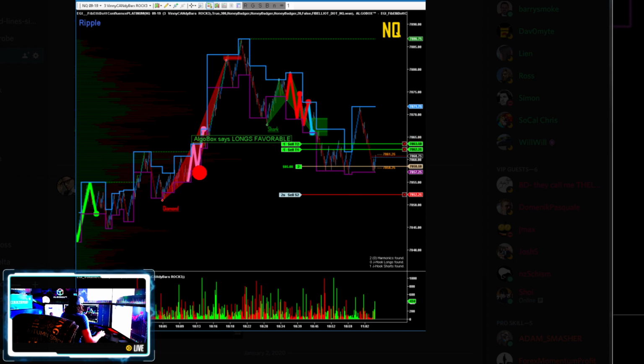Again, this one does not require AlgoBox, but the algo bars definitely make this much more visual and easy to see. Okay, so we got longs favorable right here. This first trade entry, we are scalping in, and I'm certain we added into position as we got the volume coming in on this position.